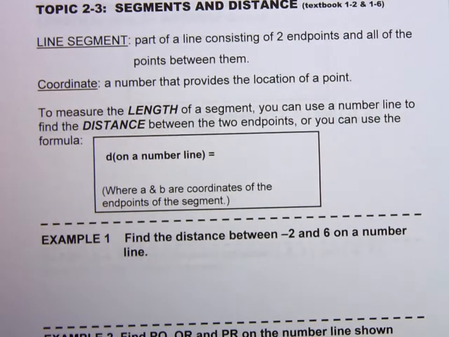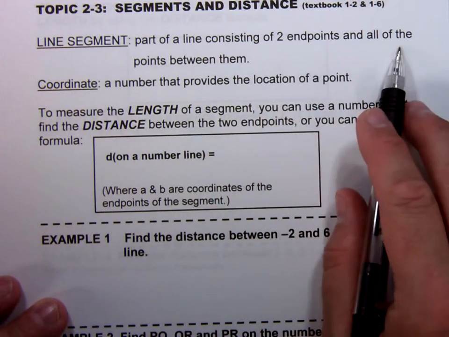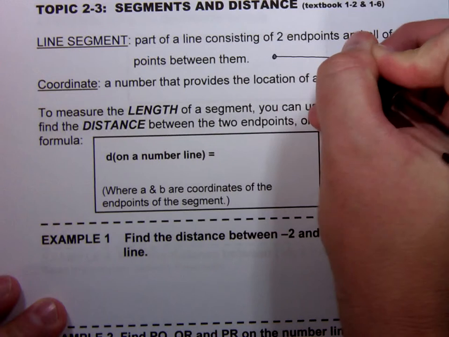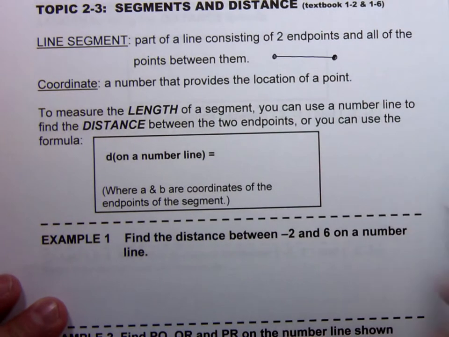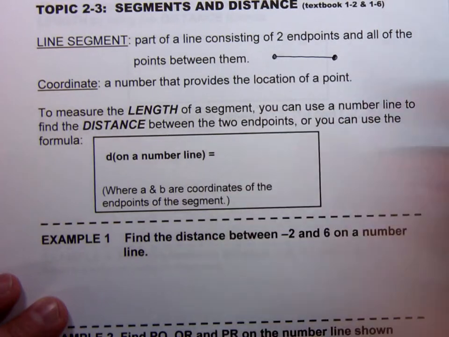Alright, 2-3. We're going to talk about segments and distance. First thing is just a quick review of a line segment. Remember, a line segment is a part of a line consisting of two endpoints and all the points in between them. So this is a picture example of a line segment. Part of a line. Two endpoints and all the points in between them.